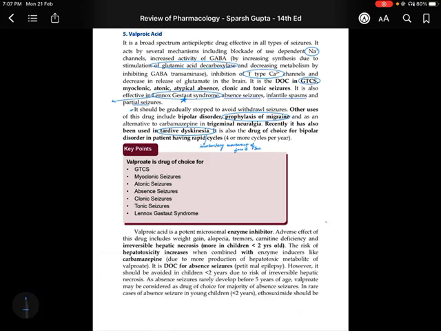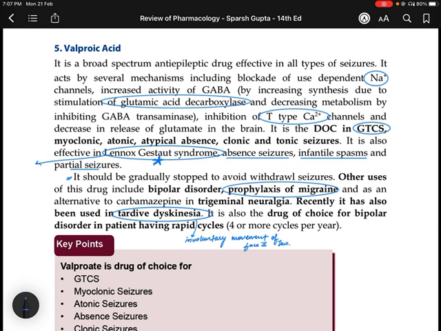So valproic acid basically is a broad spectrum anti-epileptic drug effective in all types of seizures, and it acts by several mechanisms including the blockade of use dependent sodium channels, increased activity of GABA by increasing the synthesis due to stimulation of glutamic acid decarboxylase.